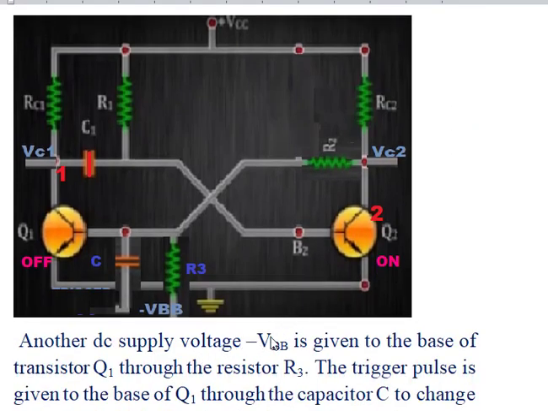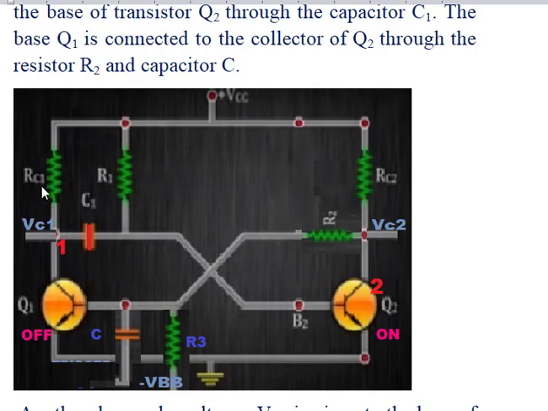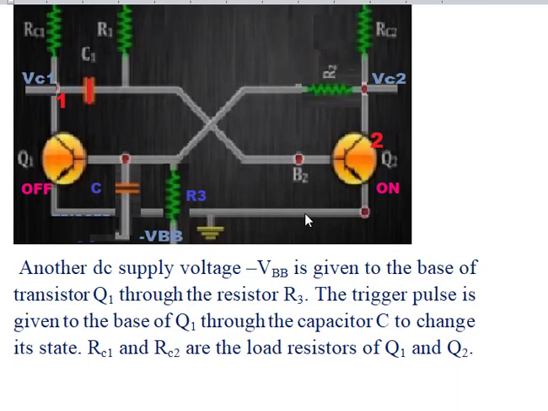Now, a negative base voltage is given to the base of transistor Q1 through the resistor R3, and a triggering pulse, which is a positive pulse, is given to the base of transistor Q1 through the capacitor C to change its state. RC1 and RC2 are the load resistors of transistors Q1 and Q2.